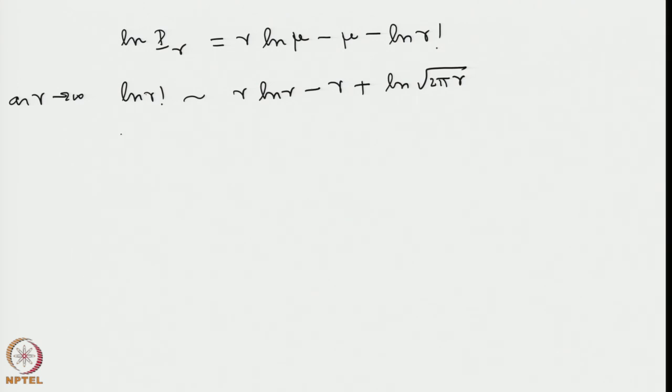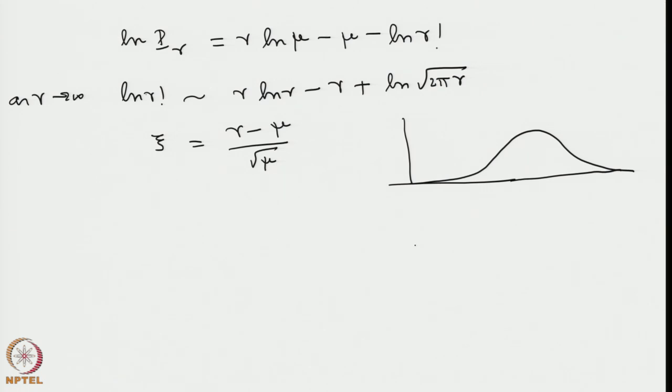So we now expand around mu by choosing a new variable xi, which is the shift between r and mu scaled by root mu, which is actually the standard deviation. So basically we know that my distribution, as mu tends to infinity, has a standard deviation of the order of root mu, and I am looking at the distribution in the neighborhood of r equal to mu. So xi is that new variable measuring closeness to the peak. If we re-express the entire transformation and the asymptotics in terms of the variable xi, we will have ln p(r).